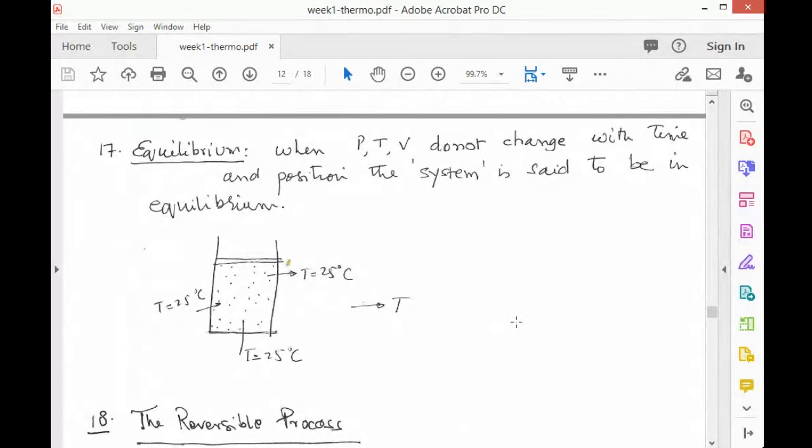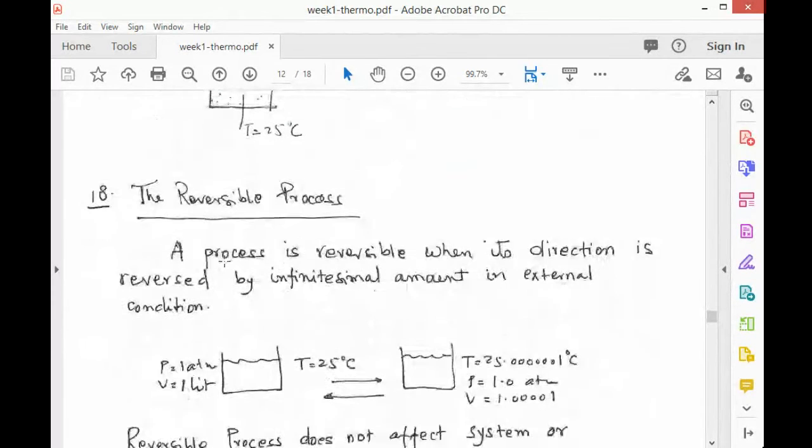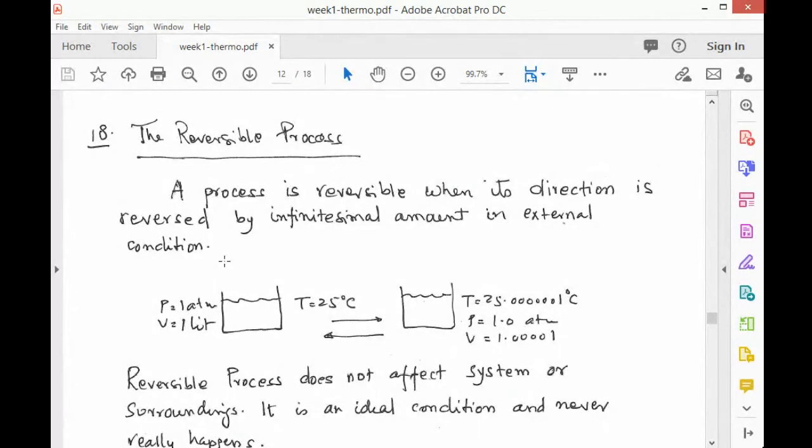Then we talk about equilibrium. Now what is equilibrium? Steady state, you already know. Steady state means no variation with time. In equilibrium, there is no variation with time plus no variation with position. So if I have temperature equal everywhere, with position and with time, I will call it thermal equilibrium. Okay, like this.